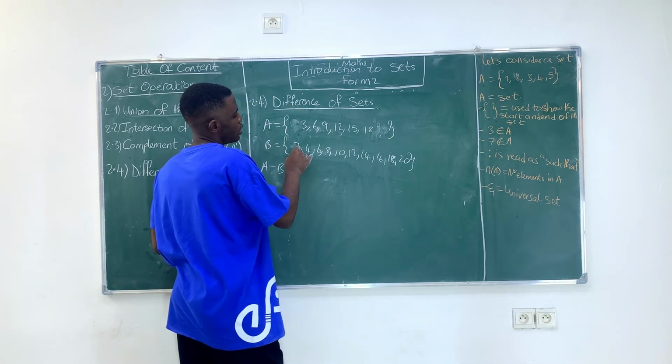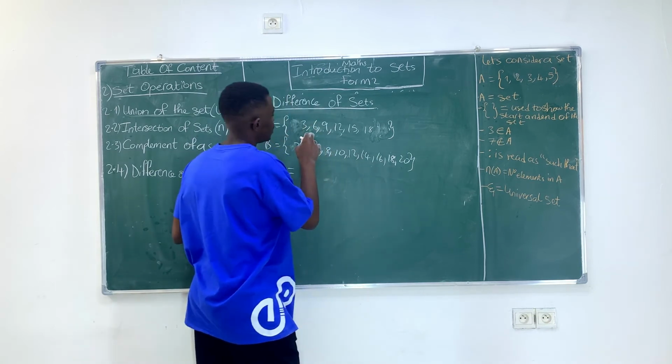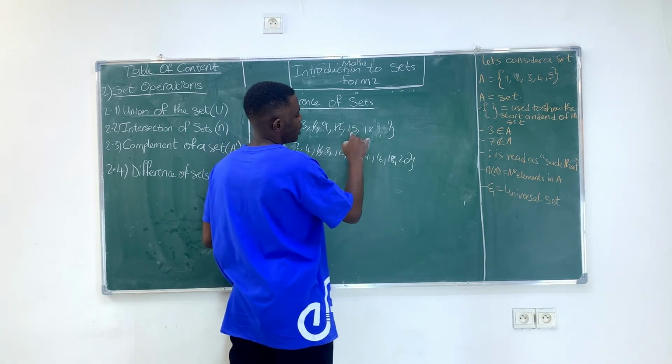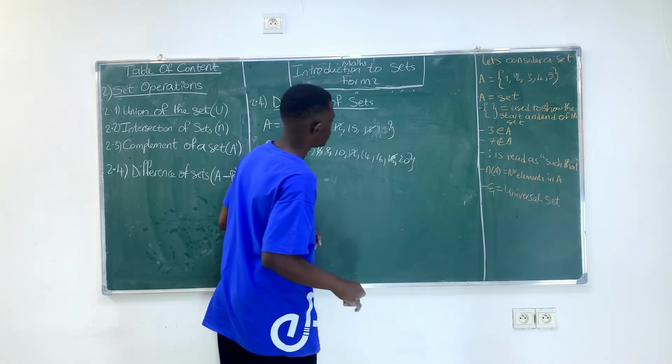So 3, is there a 3 here? No. 6, there is 6 here. 9, there is no 9 here. 12, there is 12 here. 15, there is no 15 here. 18, there is 18 here.